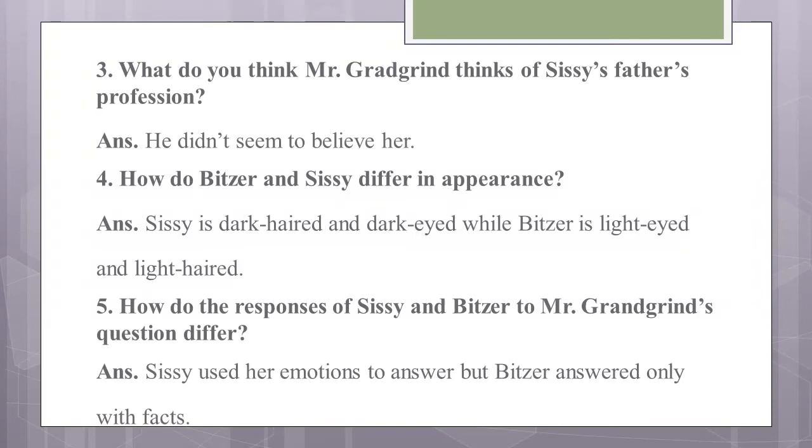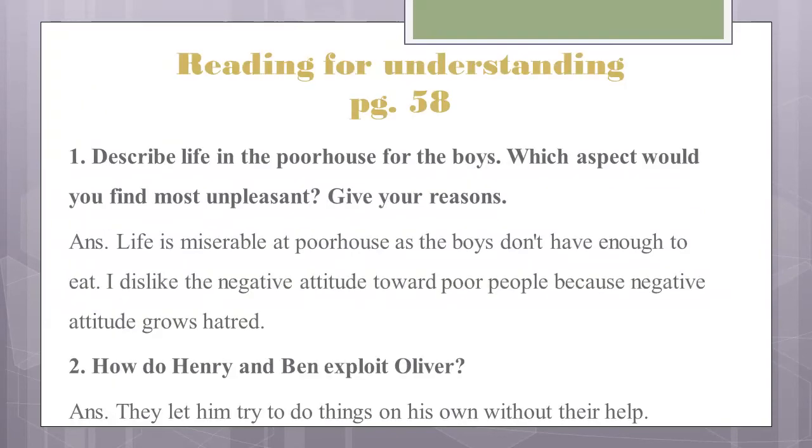That is the play script Oliver Twist. Question number 1. Describe life in the poor house for the boys. Which aspect would you find most unpleasant? Give your reasons. Life is miserable at the poor house as the boys don't have enough to eat. I dislike the negative attitude toward poor people because negative attitude grows hatred.